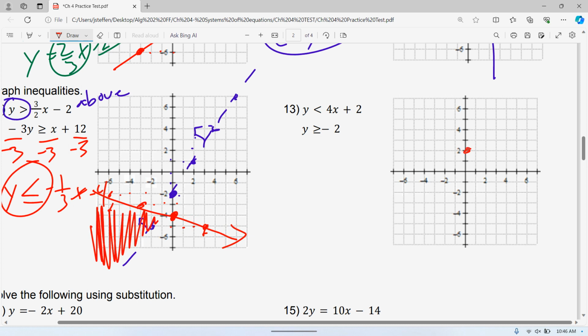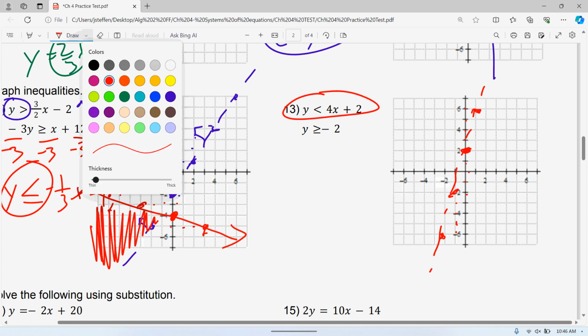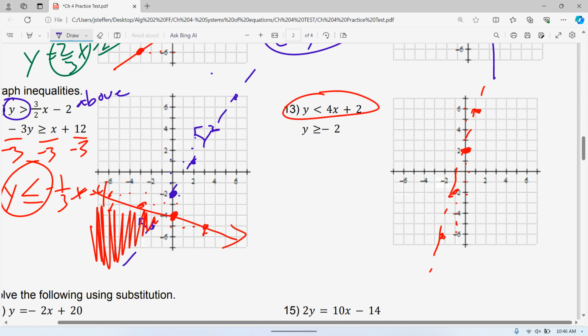We have y-intercept is 2. I go up 1, 2, 3, 4 over 1. 1, 2, 3, 4 over 1. So that is a dotted line. The other one is y is equal to negative 2. That is a horizontal line.